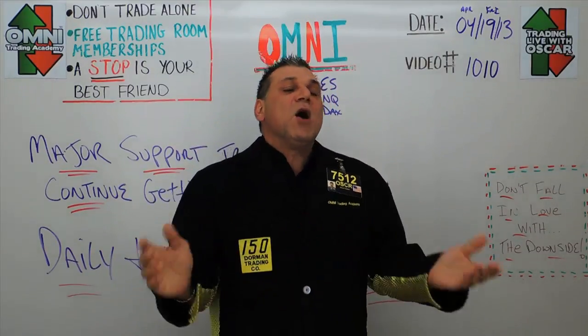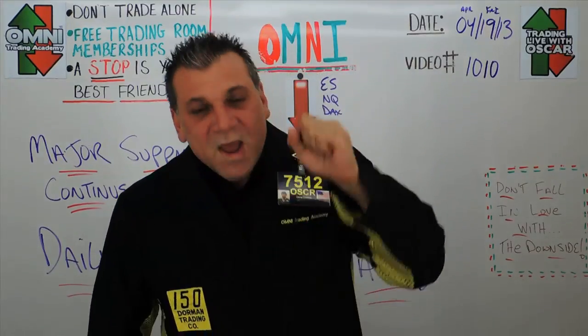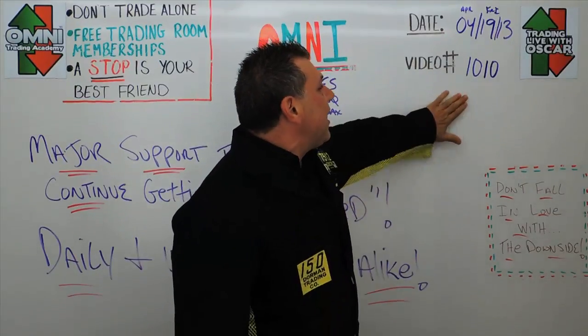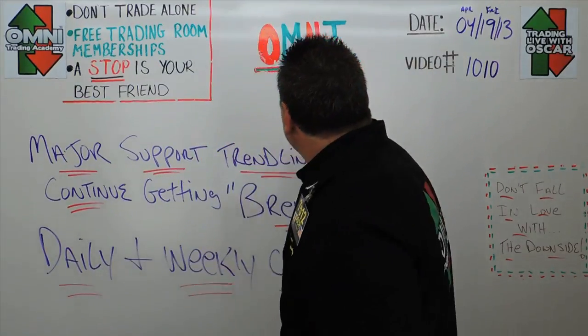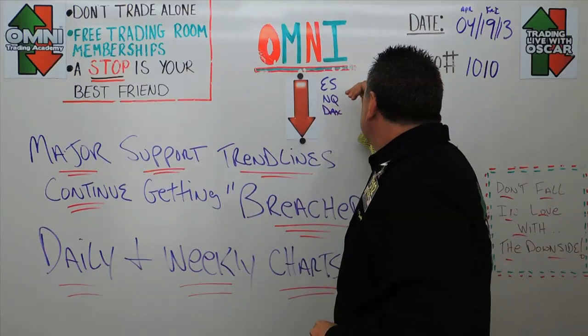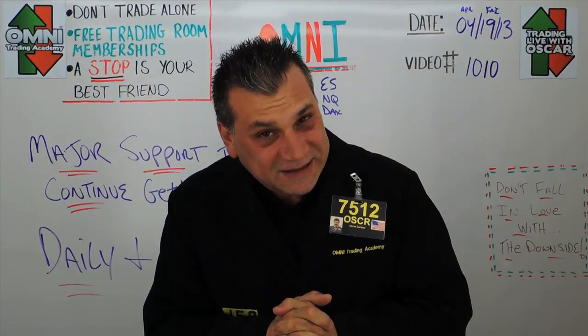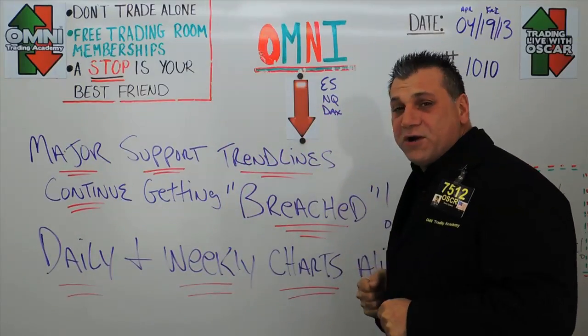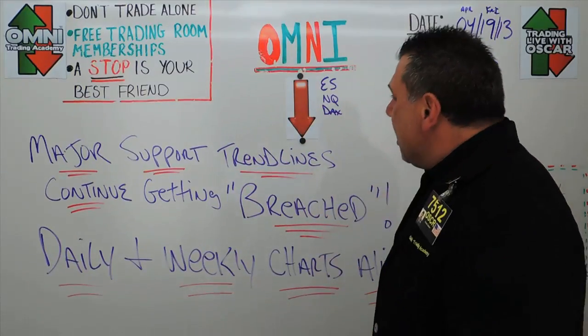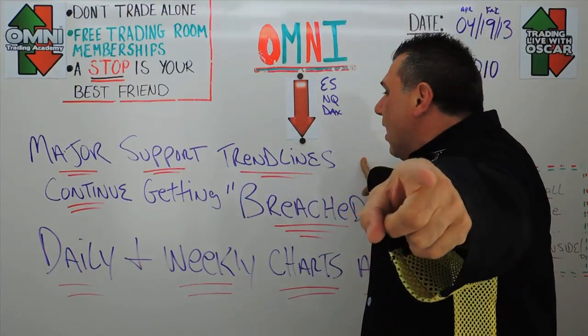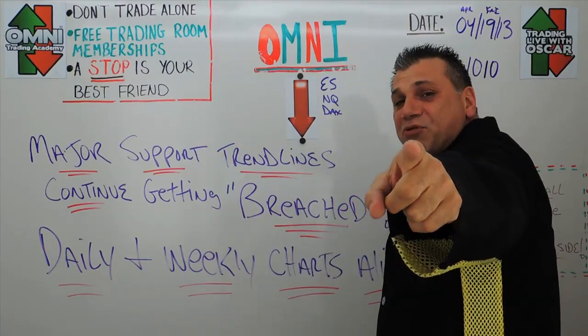All right, traders, so what gives? On this Thursday night for Trading Friday, April 19th, we have a red Omni on the board: the ES, the NASDAQ, the DAX, the usual suspects when it comes to the US indices and the foreign indices. Major support lines continue getting breached.